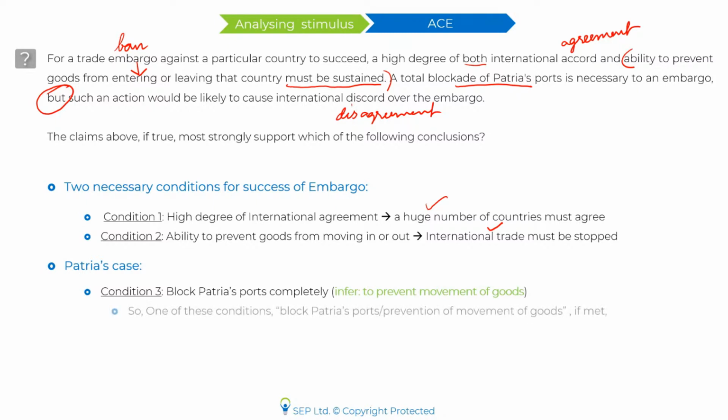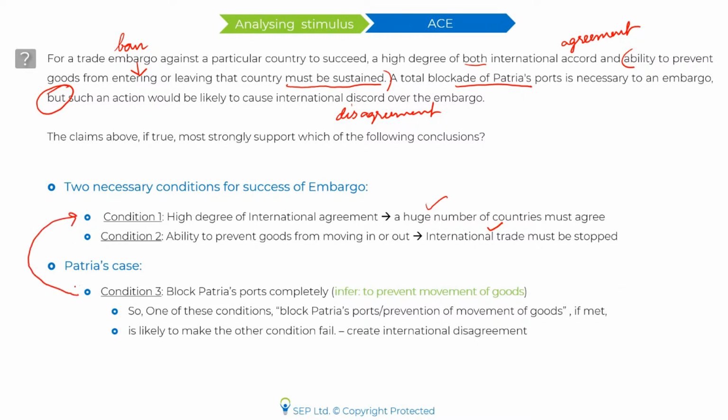So I'm thinking, all right, one of these conditions, that is block Patria's ports, prevention of goods, if met, is likely to make the other condition fail. Which condition? This condition. So this condition and this condition will not happen together, right?